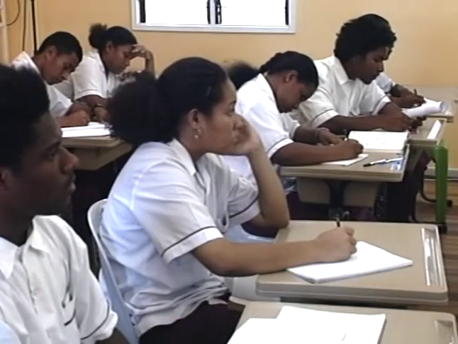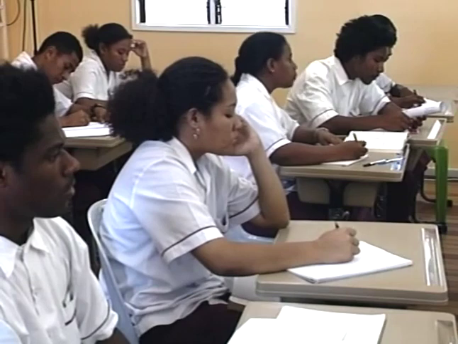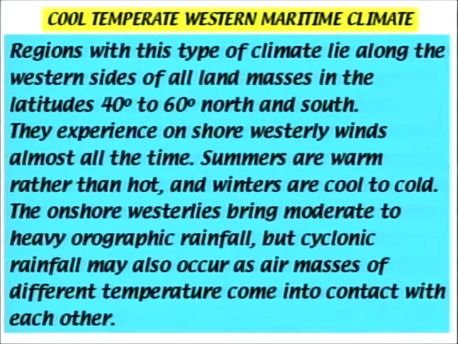Between 0 and 30, north and south of the equator, we have the trade winds. By the time we reach 30 to 60, the westerlies are more common in those regions. Summers in those regions are warm rather than hot, and winters are cool to cold.